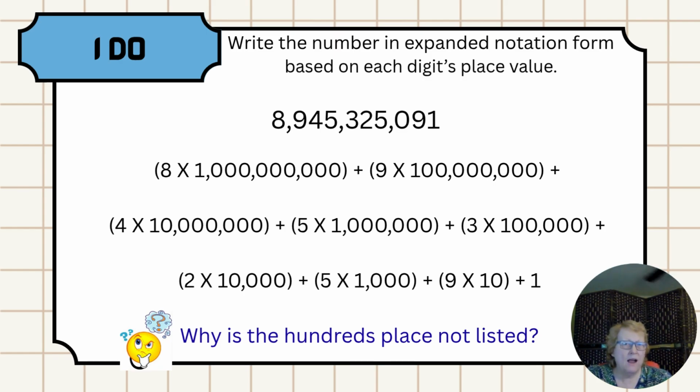So think about what that number is and what each of the digits represent. Why is the hundreds place not listed in the expanded notation format? And that is because if you look at the number in the hundreds place, the digit is a 0. So the hundreds are not identified in the expanded notation form because the digit is 0.